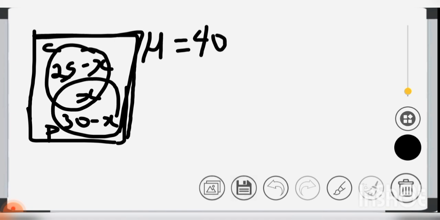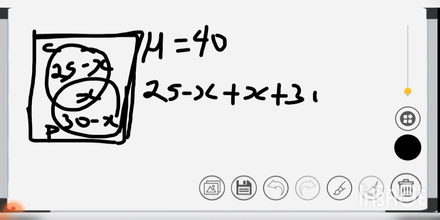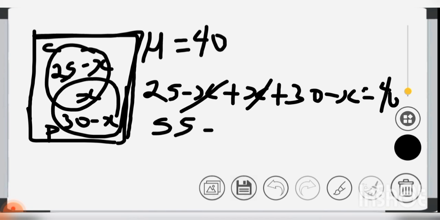So you're going to do something like this. You're going to do 25 minus x plus x plus 30 minus x must be equal to 40. So minus x plus x will go. This plus this one, we are going to have 55 minus x is equal to 40.